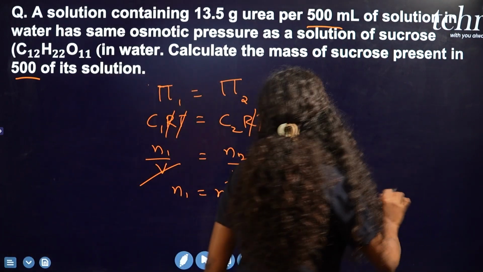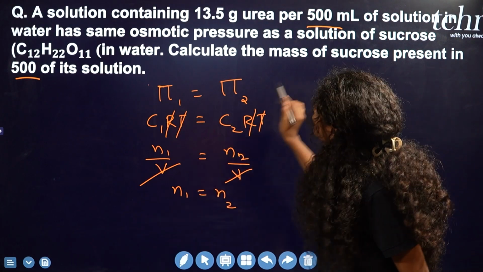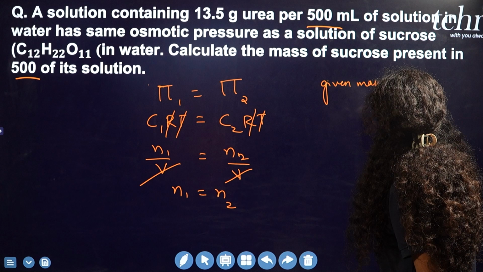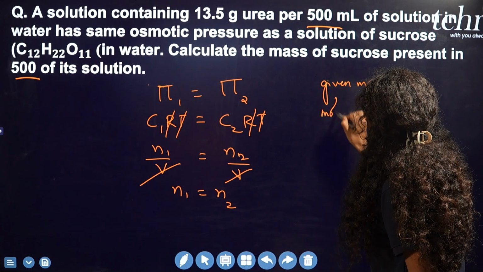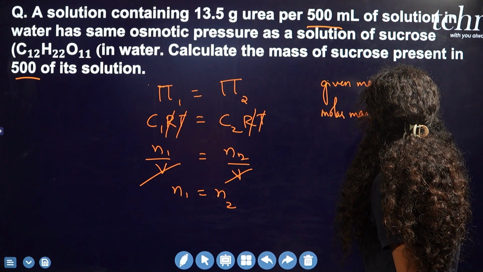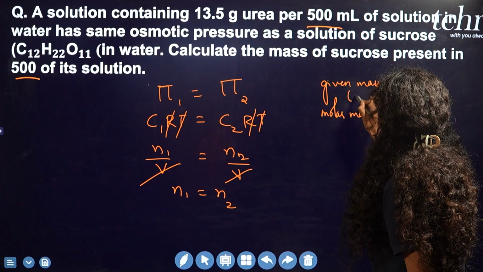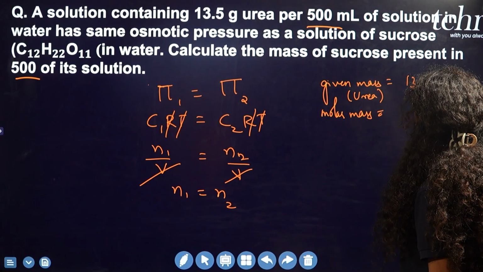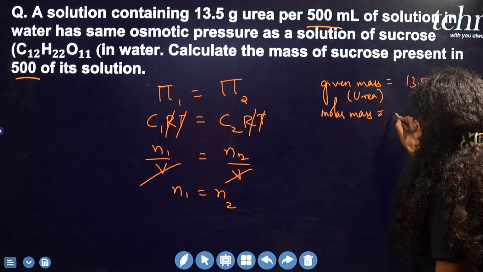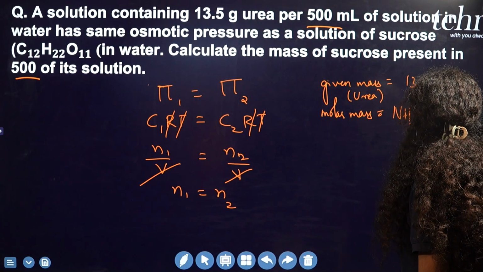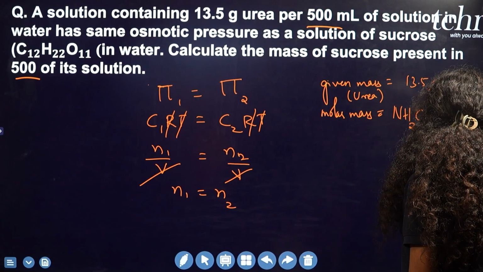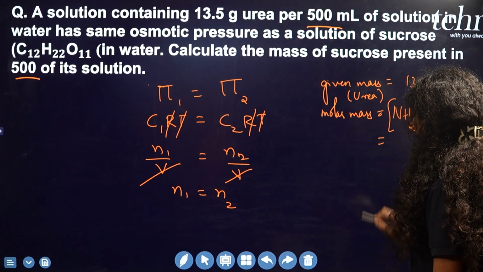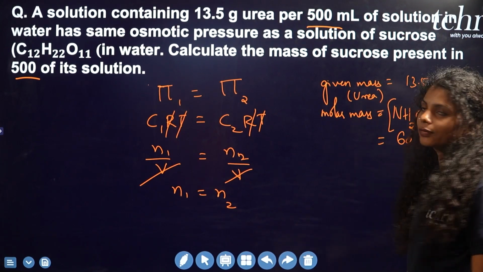Now, we have to understand the given mass of urea and the molar mass of urea. The given mass of urea is 13.5 gram. The molar mass of urea, I know the molecular formula is NH2CONH2. So when you calculate, you are going to get around 60 gram per mole.